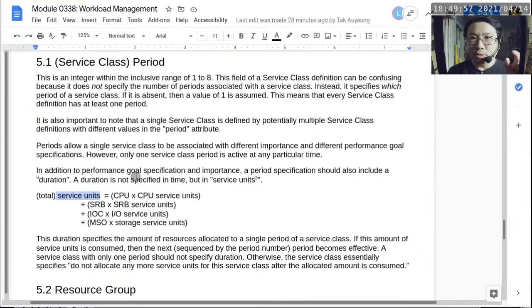Then you can go to service class period 2, and then you can change the importance, because the service class periods each have their own performance goal and also their own importance. And they don't have to be the same. They don't have to be in increasing order. They don't have to be in decreasing order. They are all independent.